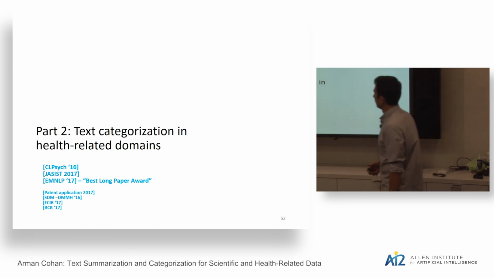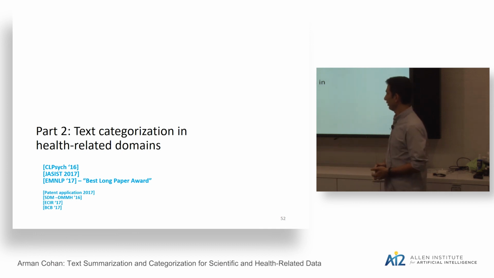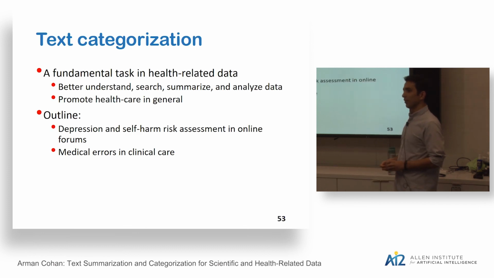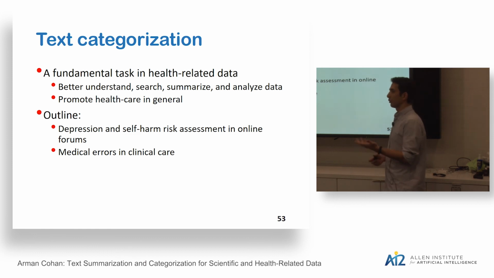So this part is, again, a summary of several works. I'm going to focus mostly on mental health because of the time constraints, but I'm going to quickly talk about other works that I've done on clinical reports. Text categorization is a fundamental task in health-related data that helps us better understand these data, summarize them, and analyze them or search them. And it can help promote healthcare in general.